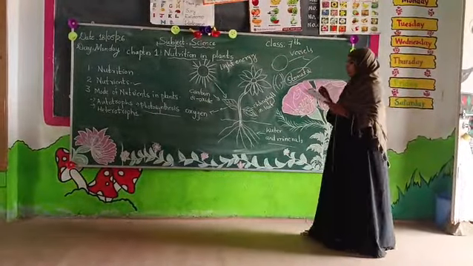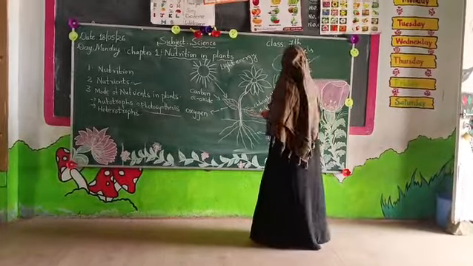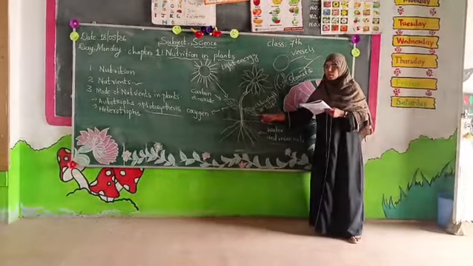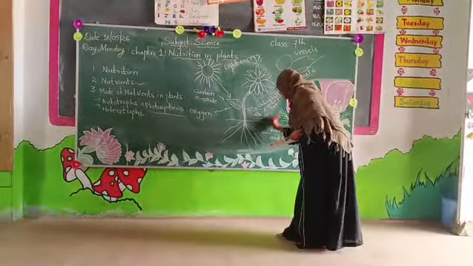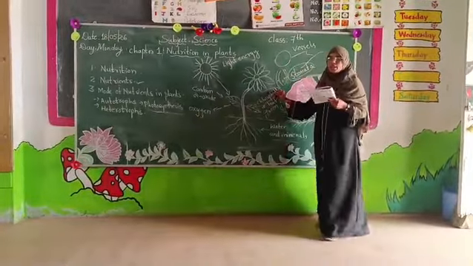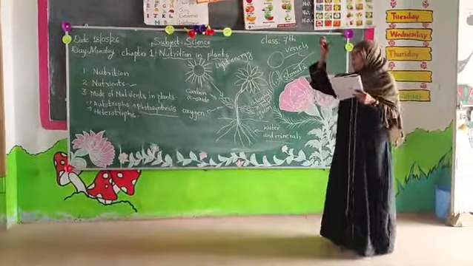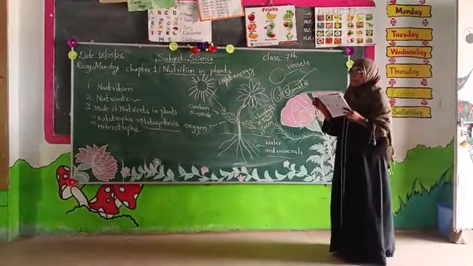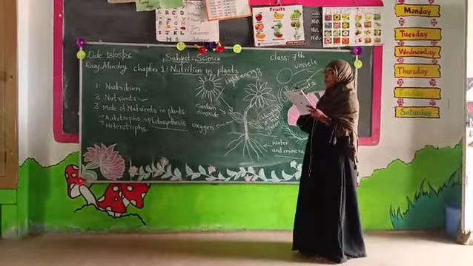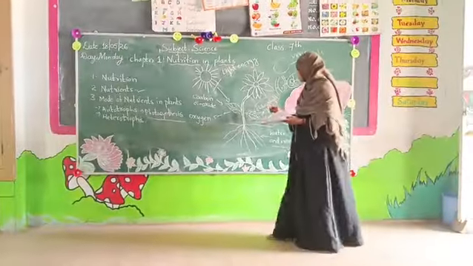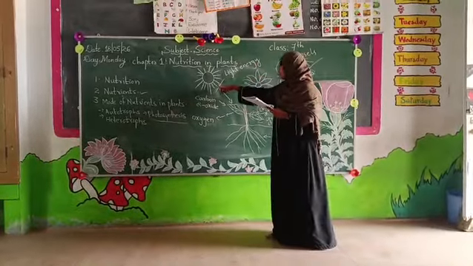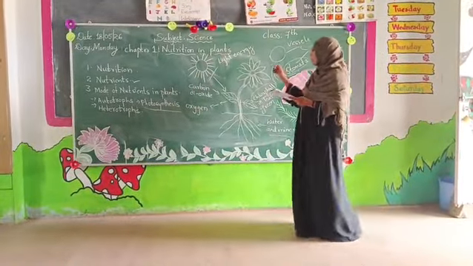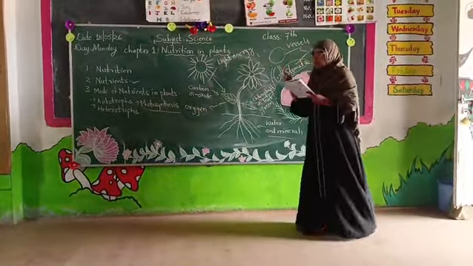The leaves have a green pigment called chlorophyll. This is the main important thing here. Leaves have a green color pigment known as chlorophyll. It helps the leaves to capture the energy from the sunlight and prepare the food from the carbon dioxide as well as the water.